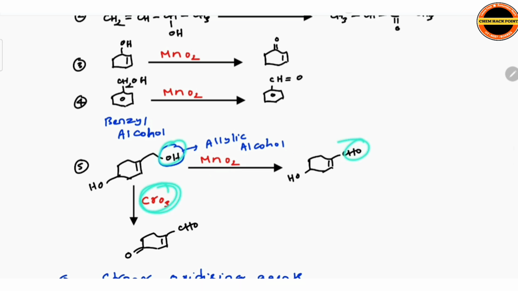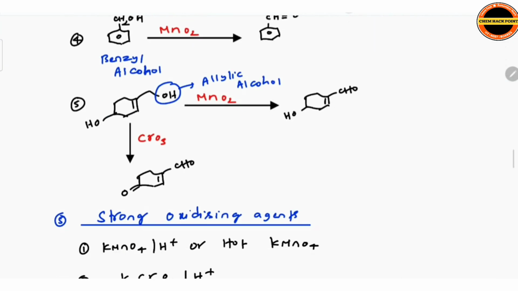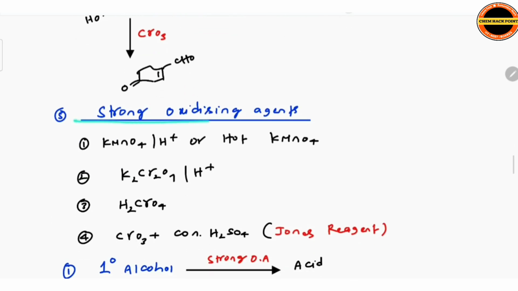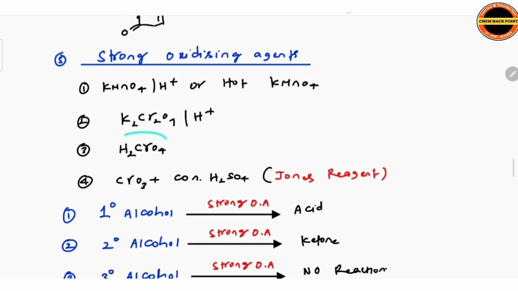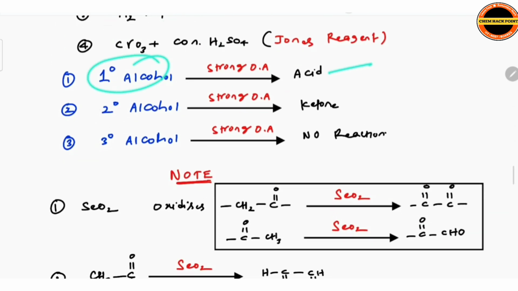But with CrO3, even simply given CrO3, we can convert OH into ketone, and even this one into aldehyde, this particular group into aldehyde. See the difference. Strong oxidizing agents: KMnO4 plus H+, hot KMnO4, K2Cr2O7 with H+, H2CrO4, CrO3 with concentrated H2SO4, Jones reagent. With any of these strong oxidizing agents, primary alcohols give acid, secondary alcohols give ketones, and tertiary alcohols give no reaction.